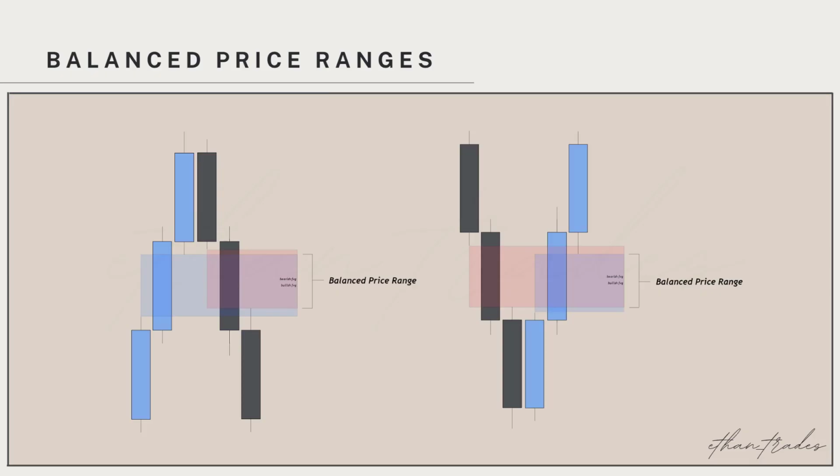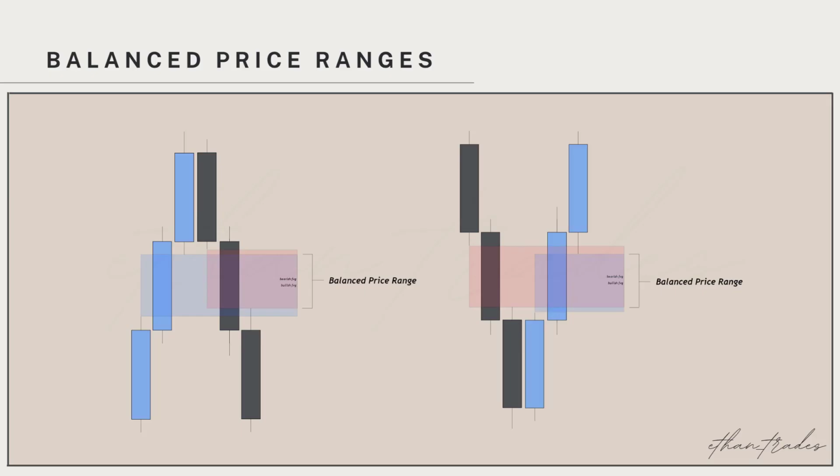And that's where the significance of this PD array comes in. A balanced price range is significant because the algorithm is showing its hand by immediately disrespecting a prior inefficiency and leaving a new opposing inefficiency. So in layman's terms, let's say in this right side diagram right here, not only is this bearish fair value gap being disrespected, but a new bullish fair value gap is being created while this is being disrespected.